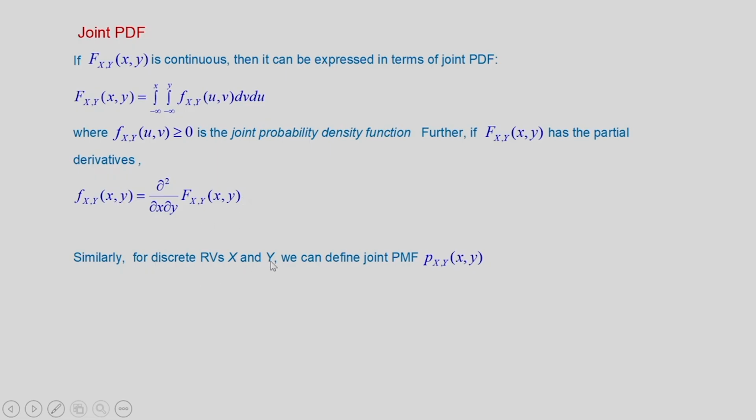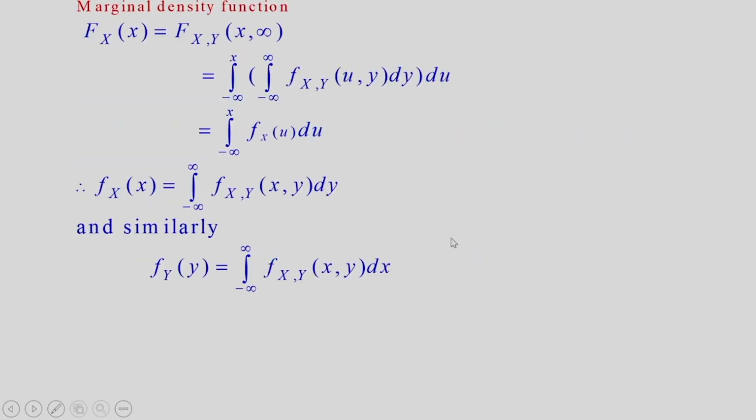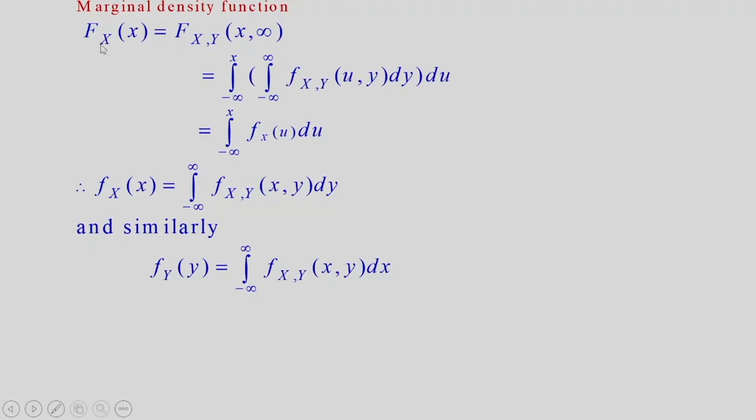Similarly, for discrete random variables X and Y, we can define the joint probability mass function, denoted by small p_XY(x, y). The same definition of the probability mass function can be extended to two dimensions to get the joint probability mass function. Now, as I said, the joint CDF or joint PDF is a complete description of two random variables, and from the joint CDF we can get the individual CDF, individual PDF and so on.